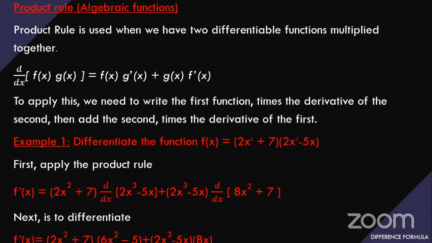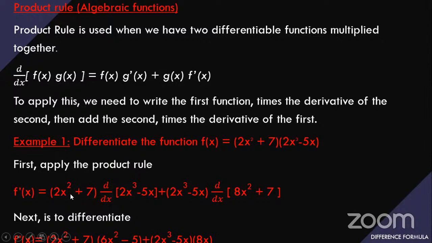So we have to apply this rule. To apply this, we need to write the first function times the derivative of the second, then add the second times the derivative of the first. That is, for f of x times g of x, we first write the first function, then the derivative of the second function, plus the second function times the derivative of the first function.